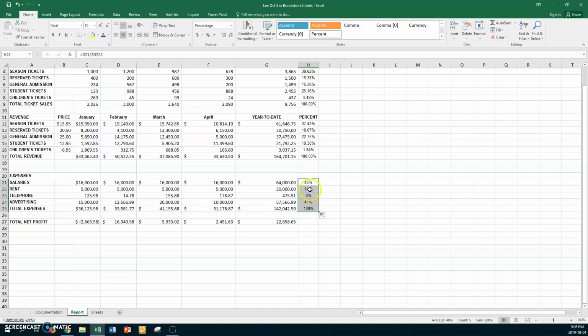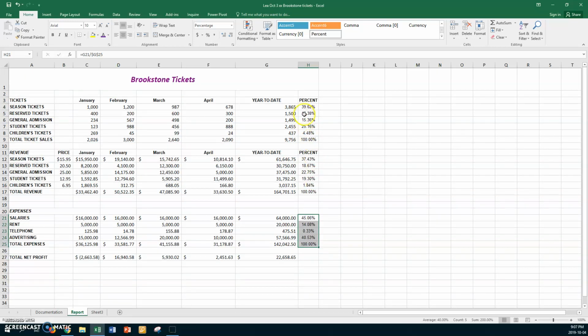And your rent was 14%, and now telephone looks like it was 0 compared to the price of the other ones, and your advertising. So something needs to be dealt with here. All right, so now 2 decimal places, and you can see that your telephone is 0.33%. All right, so that gives you your percent ratios. You compared the number of tickets sold, you compared the revenue for each ticket, and the expenses.